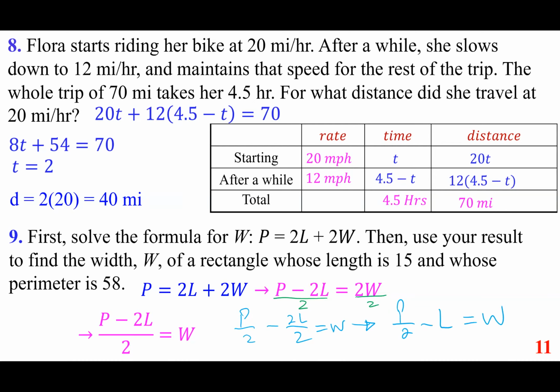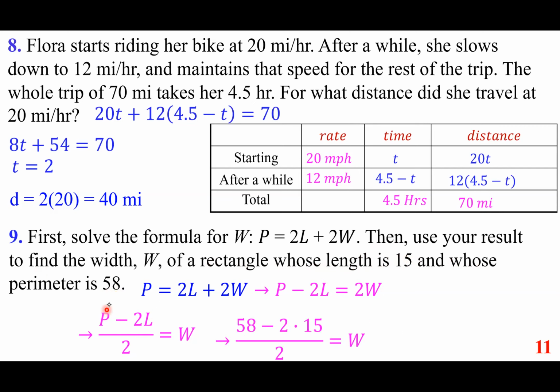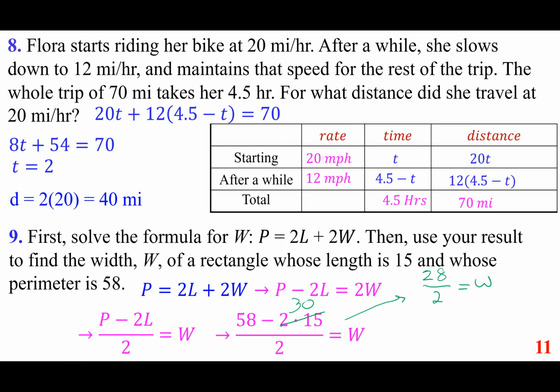So again, let's clean up. The length is 15, so replace the length with 15. The perimeter is 58, replace it with 58. Two times 15 is 30. You want to subtract that from 58, and you get 28, divided by 2, which is 14. So for this case, the width is 14.